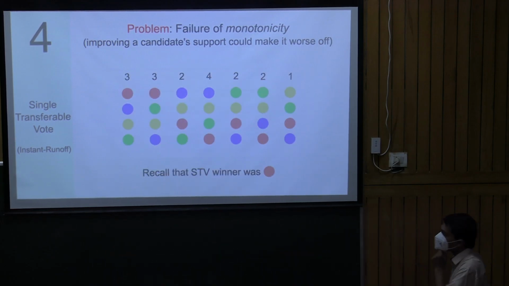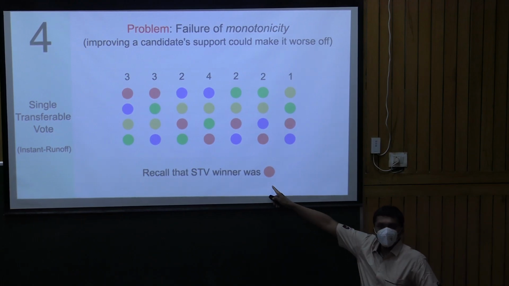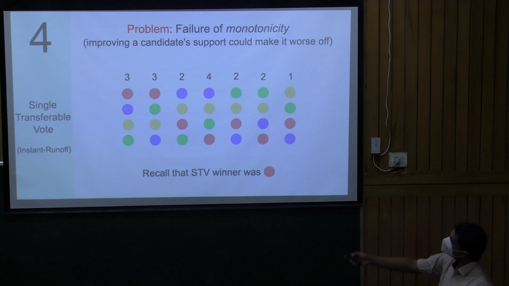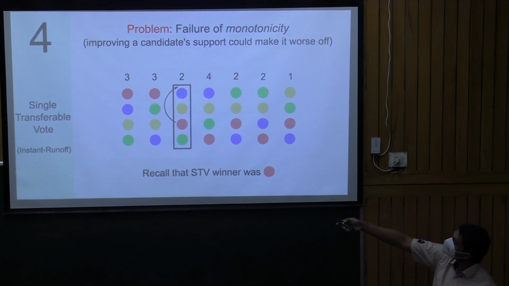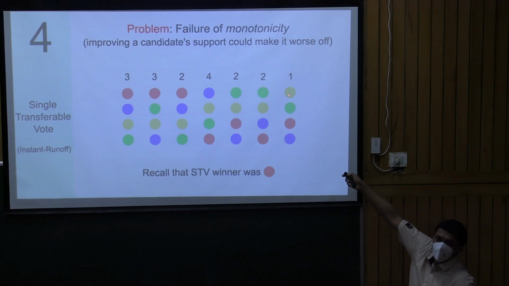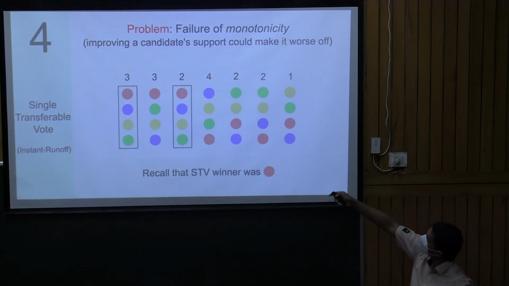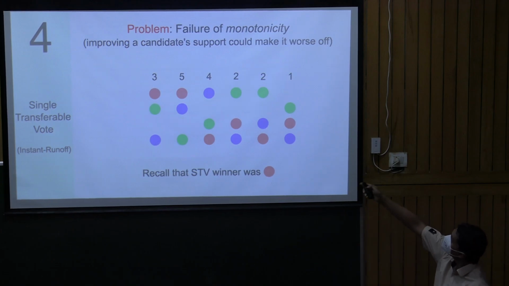Here's an example. This was the same example we saw before. Red was the winner, remember? Now let's say these voters are having second thoughts. They are saying, okay, red is winning anyway, so let's bump it up to the top position in our vote. Now red is at the top, and if you recompute everything, let's do the recomputation. Again, you knock out yellow. So let's knock out yellow.